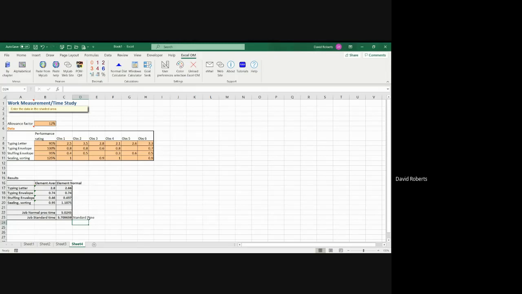The 12% allowance factor is for fatigue, answering the phone, all of those other kind of things, taking a break, etc. So that's the difference between standard and normal time. And so it's calculated at basically 5.7 minutes is what you would need to allow the average person to complete all 4 of the tasks, which will then become a job. So the job is to type the letter and mail it. So seal and sort it.